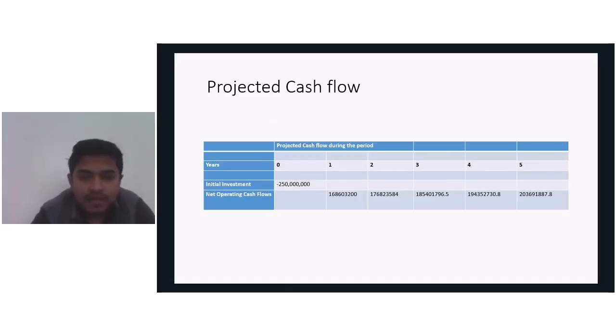In the first year, 250 million we are investing. In the first year, 168 million as a net cash flow we are getting. The second year is 176 million, and in the third year we are gaining 185 million, and the fourth year is 194 million, and the fifth year is 203 million.